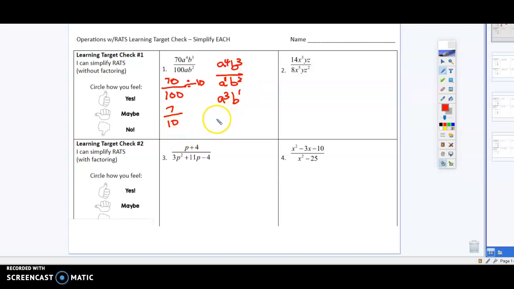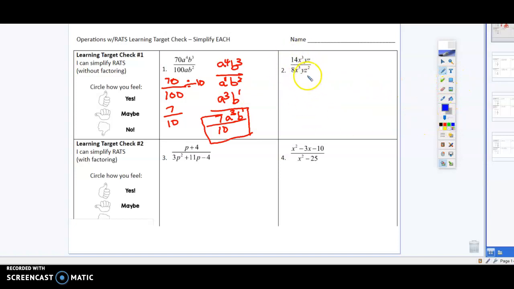So now we're going to put all this together. So our final answer is going to be written as 7 over 10, a to the third, b to the first. And again, you can leave off that little 1, and this will be my answer for that one. Sorry for my handwriting. Just going to apologize.